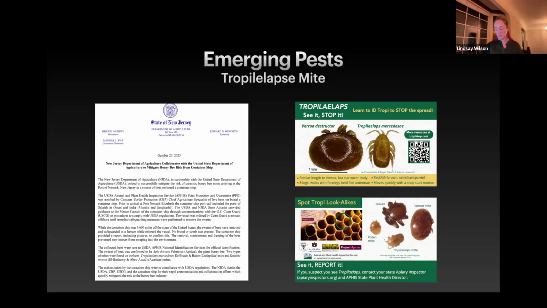There's a QR code here. There's resources to get these very up-close photos, and they talk more in depth about how Tropi looks. They hold their forelegs forward, almost like antennas when they're walking around.